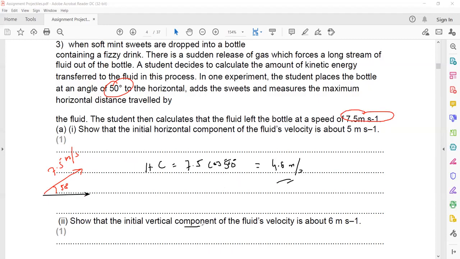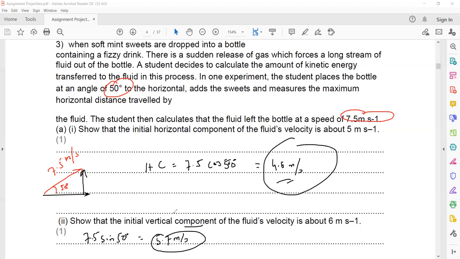Then how do we get the vertical component? That will be equal to 7.5 sine 50, which is equal to 5.7 meters per second. So we got the horizontal, which is 4.8, and the vertical, which is 5.7.